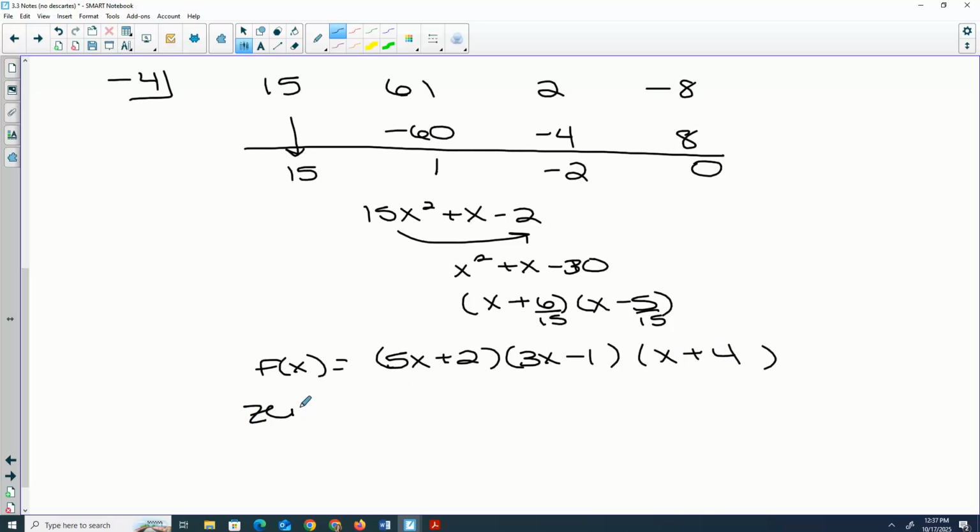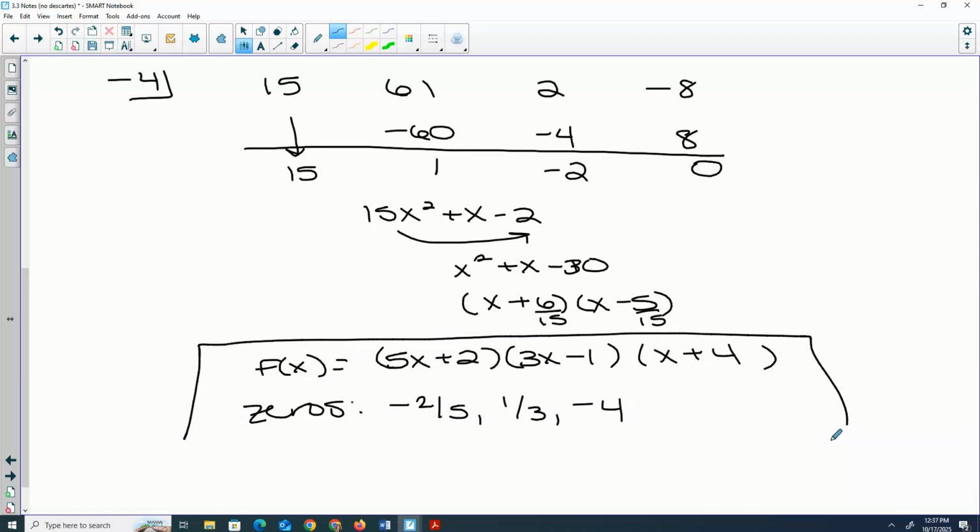My zeros, if I set each parenthesis equal to 0, I get negative 2/5, positive 1/3, and negative 4. Were all of those on my beginning list? Yeah.